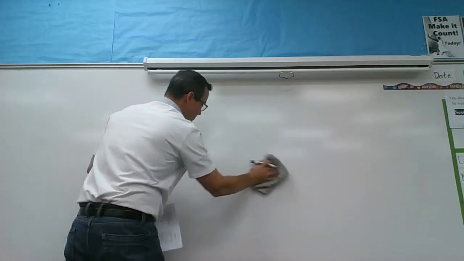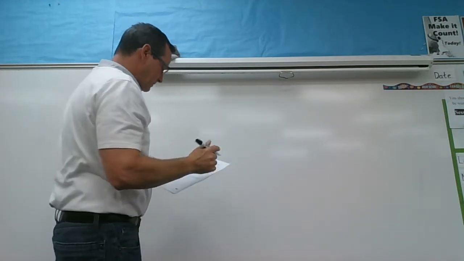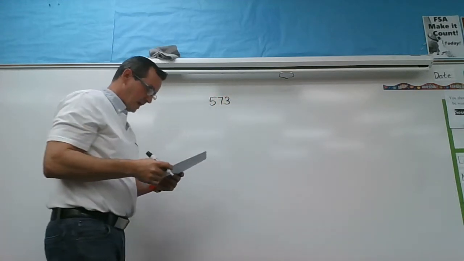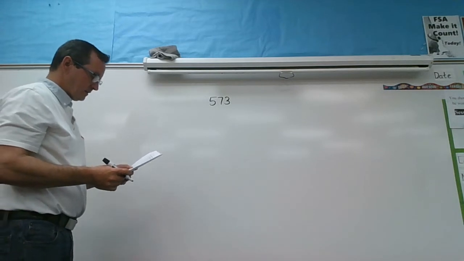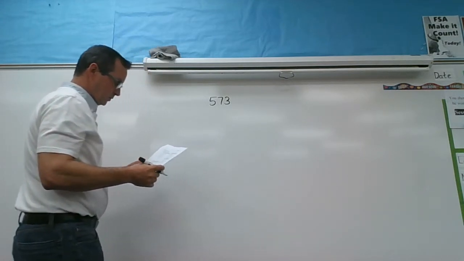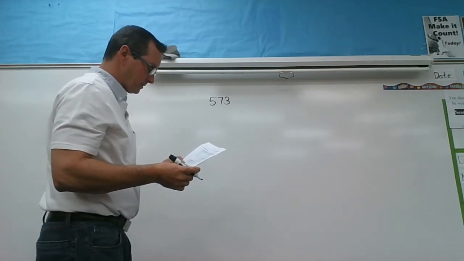All right, question number 2. Kate's family saved 573 pennies last year. Zoe's family saved 2 times as many. So we're going to underline the words 2 times as many. How many pennies did Zoe's family save last year?